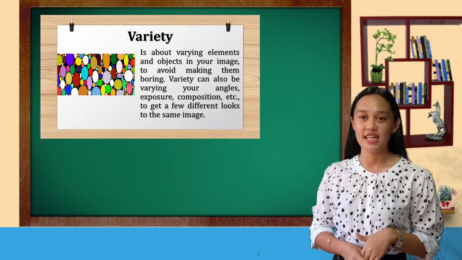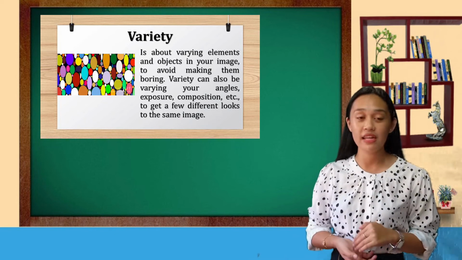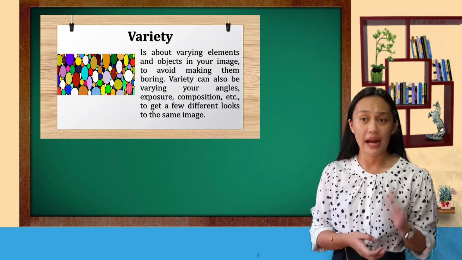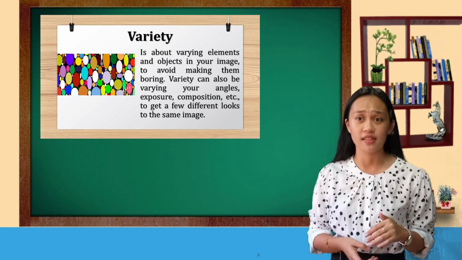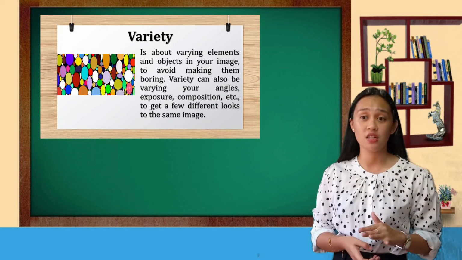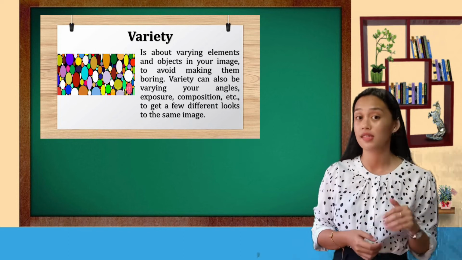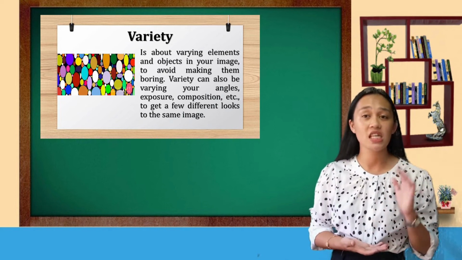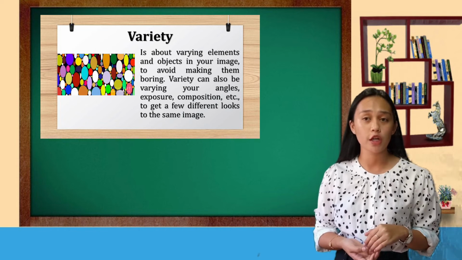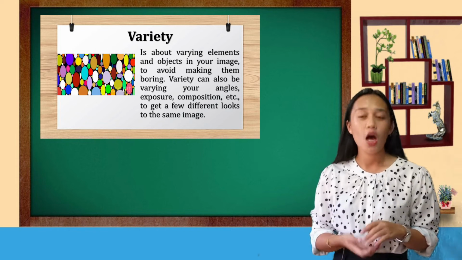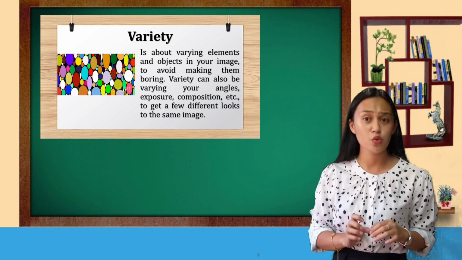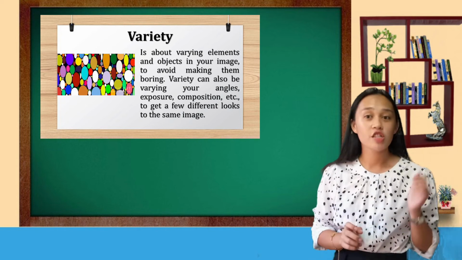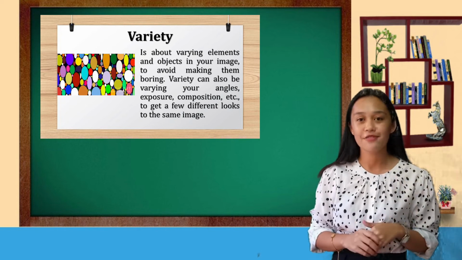So next, variety. Variety is about varying elements and objects in your image to avoid making them boring. Variety can also be varying your angles, exposure, composition, etc. to get a few different looks to the same image. Variety is the principle of art that adds interest to an artwork. Variety works through juxtaposition and contrast. When an artist places different visual elements next to one another, he or she is using variety. Straight lines next to curvy lines add variety.